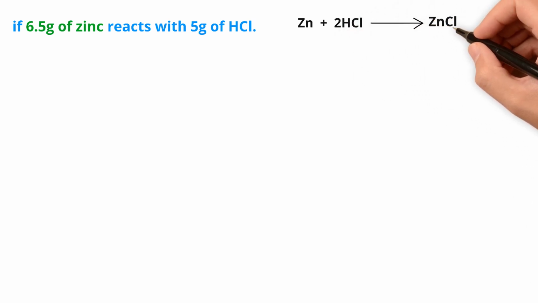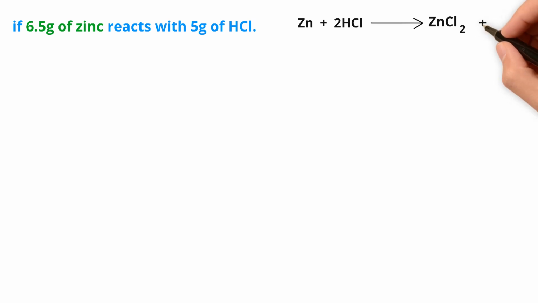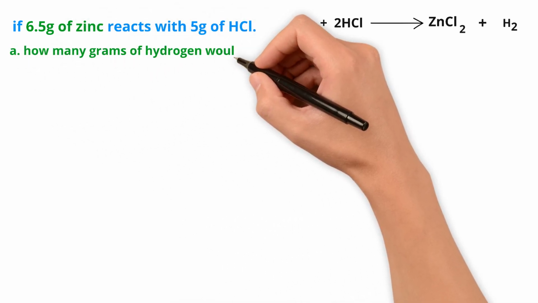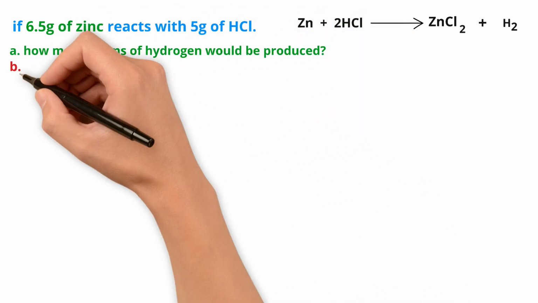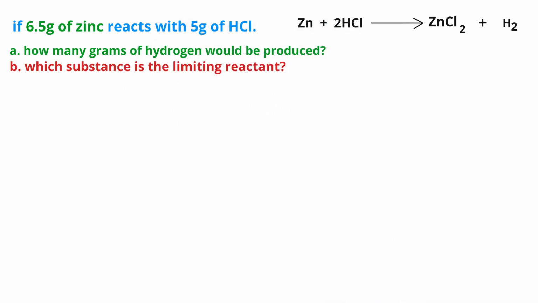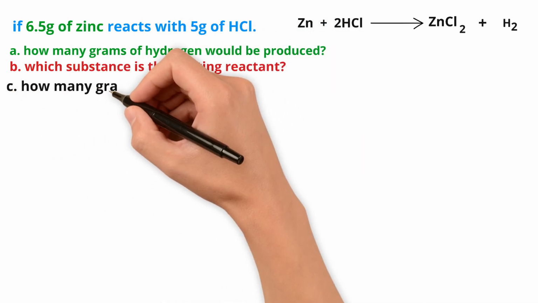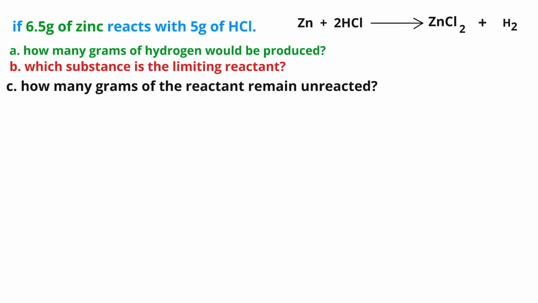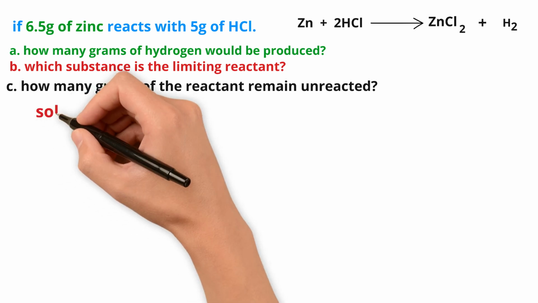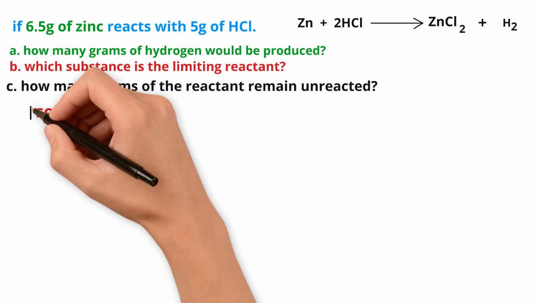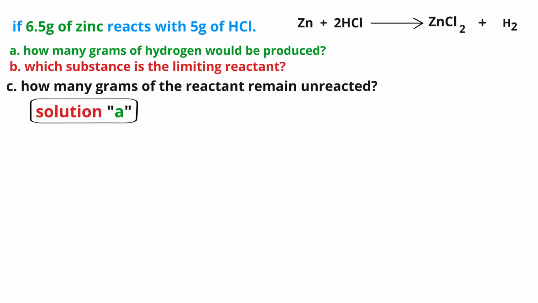If 6.5 gram of zinc reacts with 5 gram of HCl, according to the chemical reaction, zinc reacts with 2 mole of HCl to form zinc chloride plus hydrogen molecule. The mass of zinc is given, which is 6.5, and the mass of HCl is given, which is 5 gram. Now let us answer the following question. A: How many grams of hydrogen would be produced? B: Which substance is the limiting reactant, and how many grams of reactant remain unreacted?